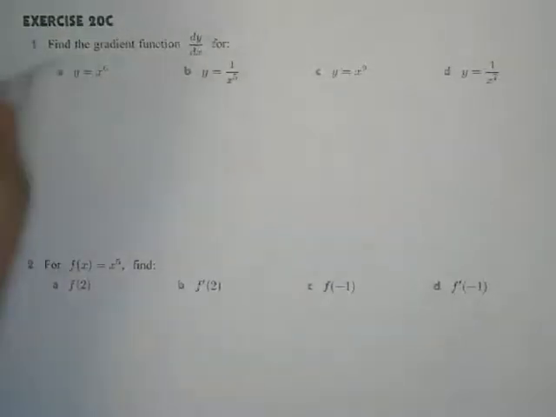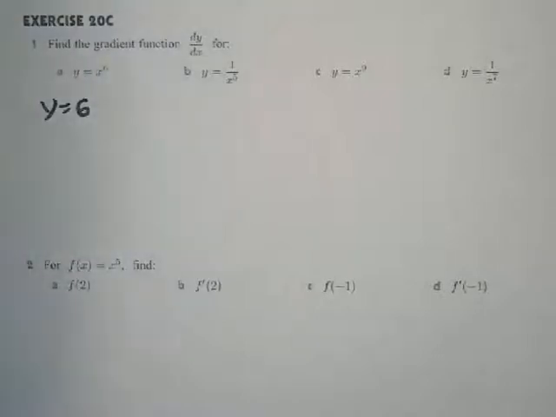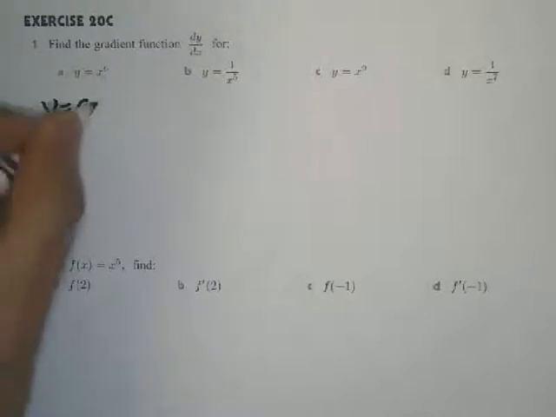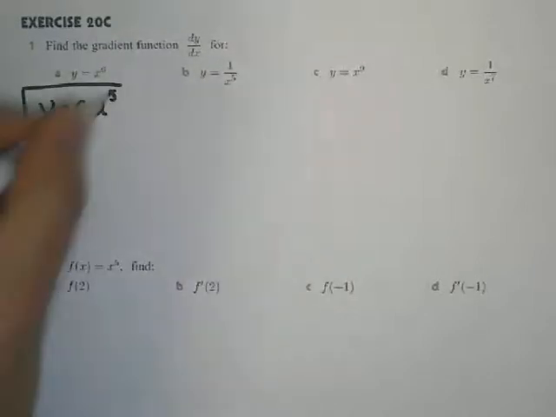So remember, the coefficient comes to the front, and then the power decreases by 1. So we end up with y equals, the coefficient becomes, we write a 6 there, and the power decreases by 1, so we end up with 6x to the 5th.